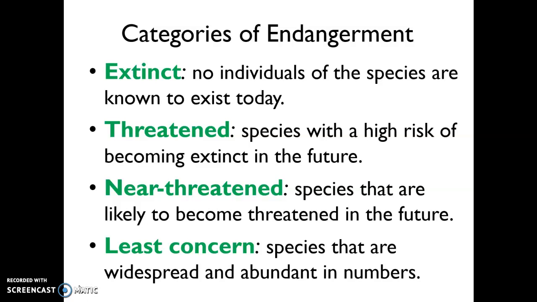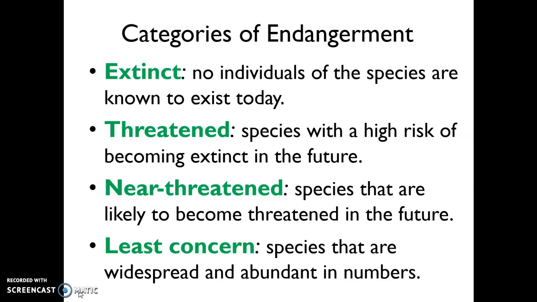The next category is near threatened. Those are species that are likely to become threatened in the future. So they're a little at risk, but not completely threatened. So I think I would put the example of songbirds as a general group in that category. Certainly the number of songbirds has been declining since the 1970s or before, but they haven't been completely moved into the threatened category. So that would be an example of near threatened.